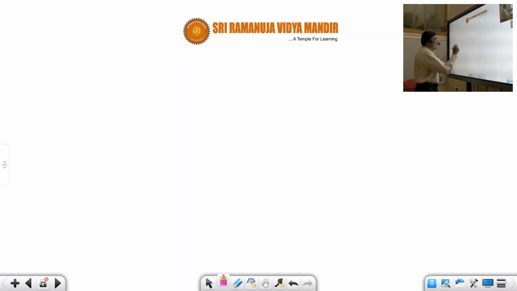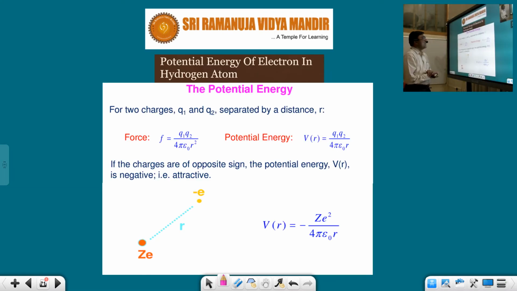See, here total energy is equal to potential energy plus kinetic energy. First point, that means you have to know what is potential energy. What is potential energy? Potential energy is the energy at rest, and kinetic energy is the energy in motion. So let us see the previous slide.